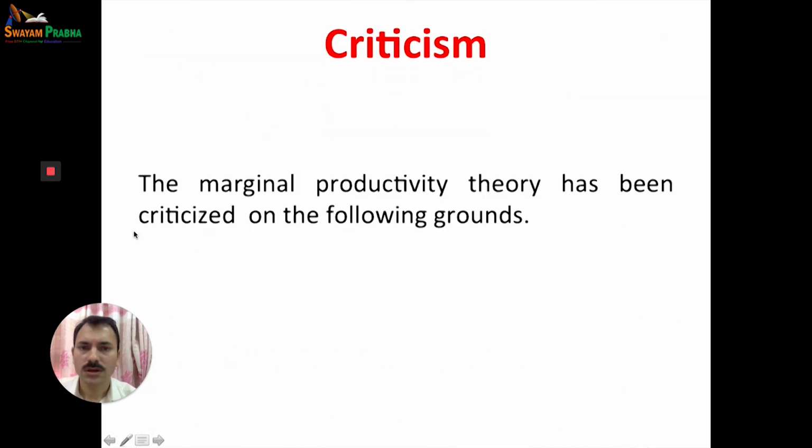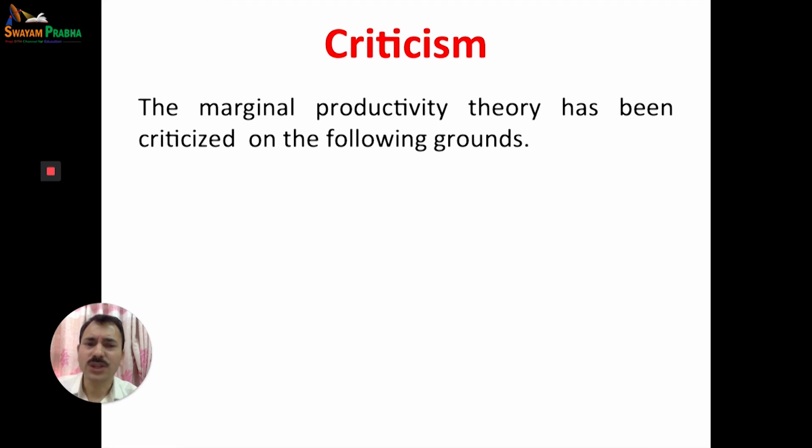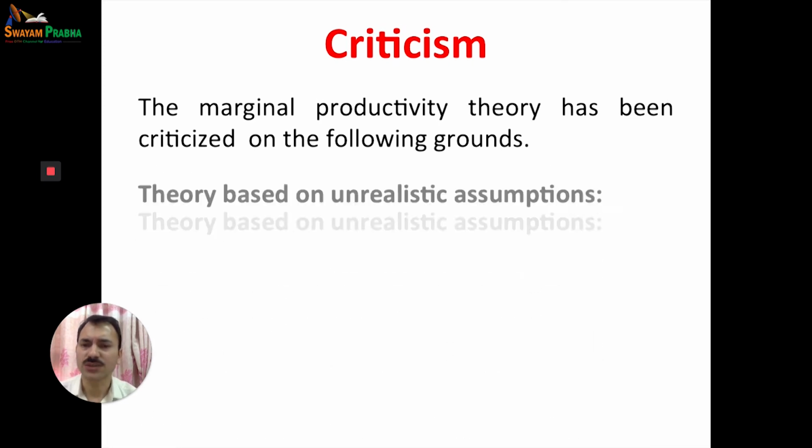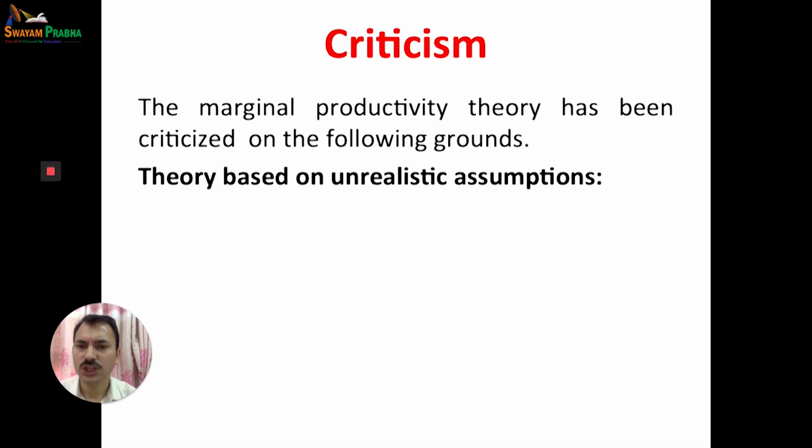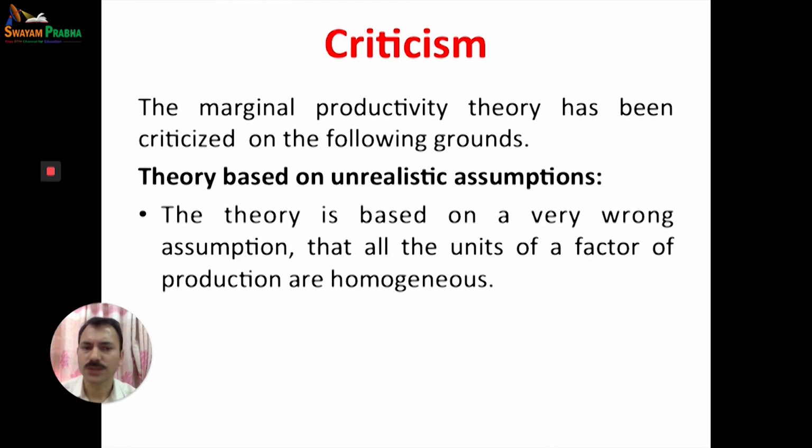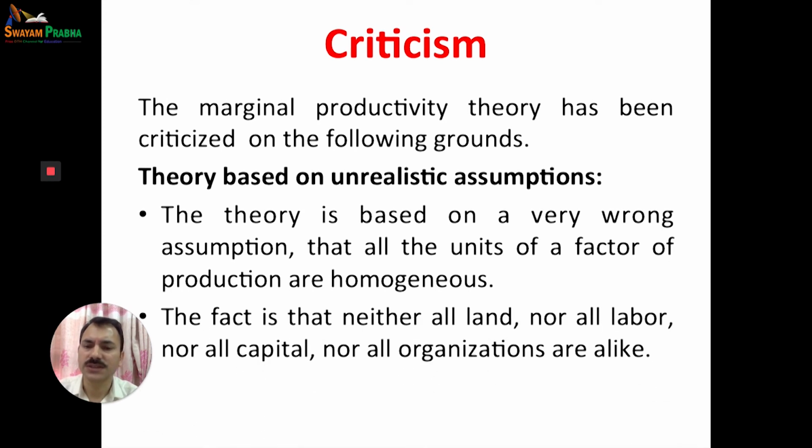Now, the marginal productivity theory has some limitations, or it is criticized on the following grounds. The theory is based on unrealistic assumptions, say perfect competition. There are a lot of assumptions. The theory is based on a wrong assumption, that units of a factor of production are homogeneous. How is it possible that all the labor has equal capacity? It is not possible. All factors of production, say capital, cannot be homogeneous in nature. So this is one of the important criticisms or wrong assumptions.